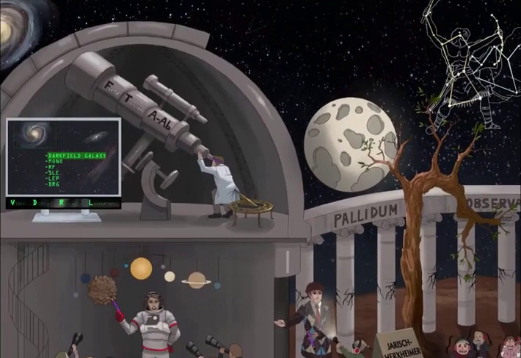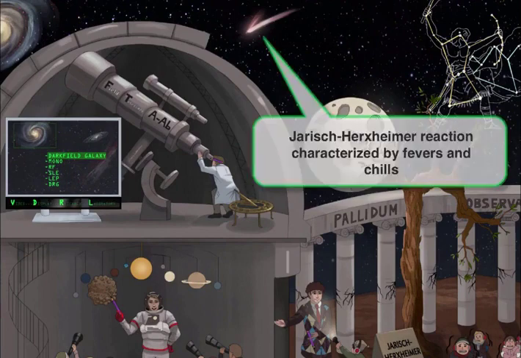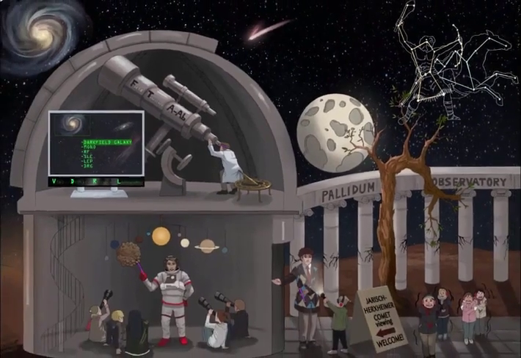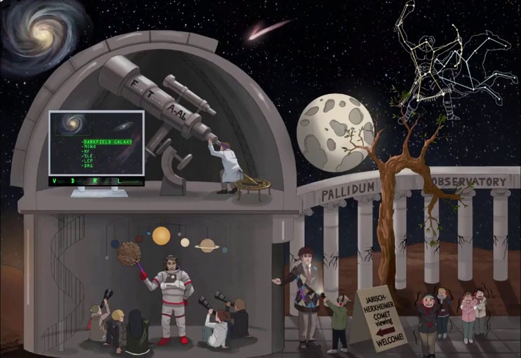So to represent this, think of this giant ball of fire and ice flying through space, a comet. The fire and ice is to remind you of the fever and chills associated with this reaction. So that wraps up Treponema Pallidum and the disease syphilis.